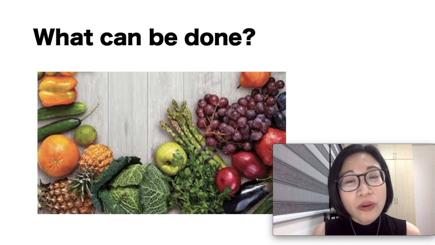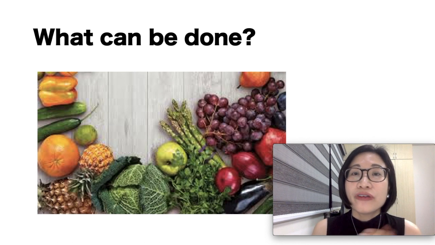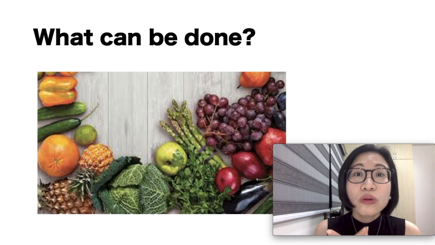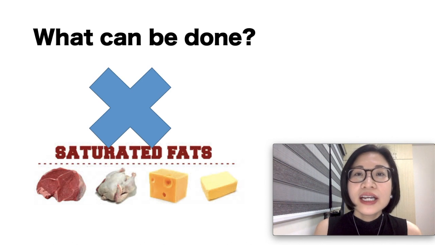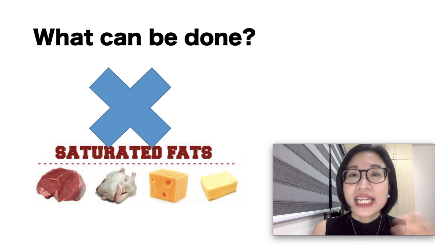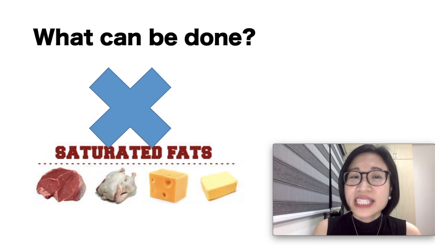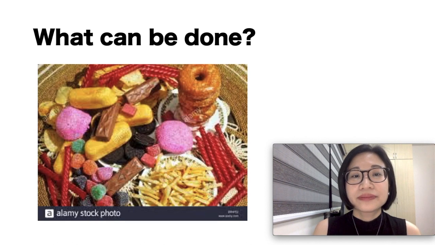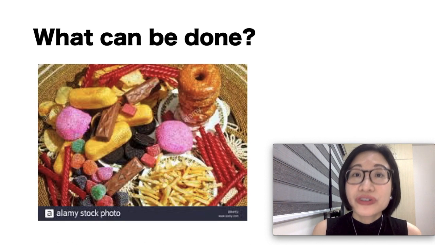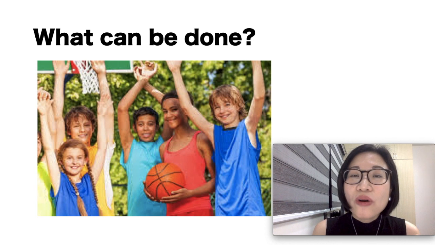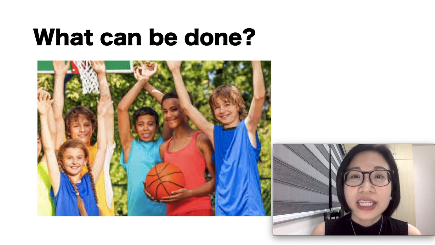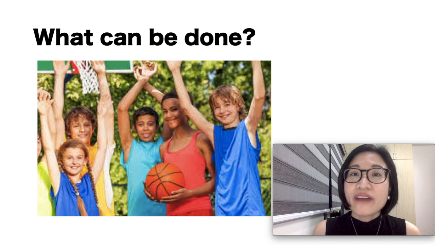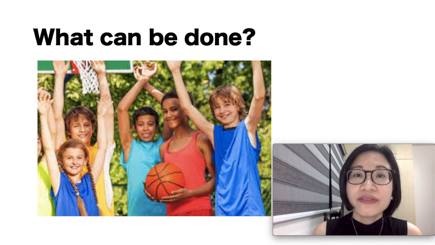What you can do at home is to increase the consumption of fruits, vegetables, legumes, nuts, and whole grains. Try to decrease your total fat intake and try to avoid saturated fats and take more of the good fat, and limit the intake of sugar. And of course, increased physical activity. So encourage your child to have moderate or vigorous physical activity for at least 60 minutes per day.